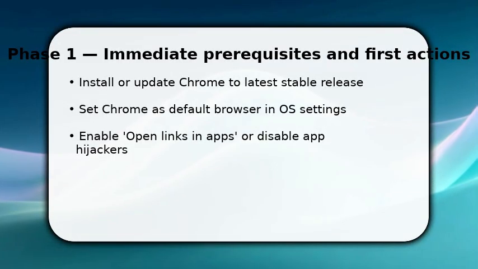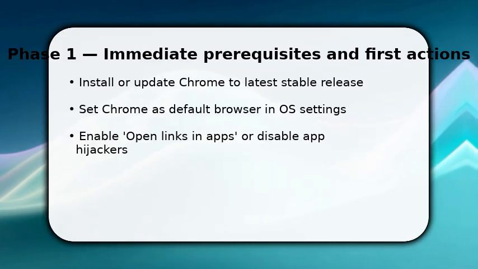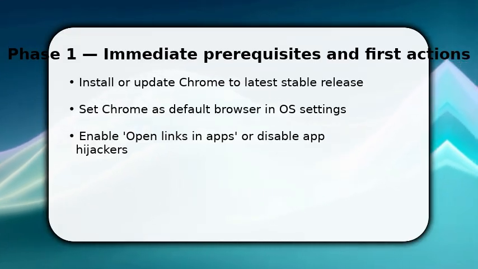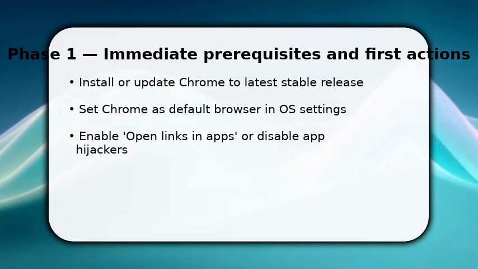You'll begin by ensuring Chrome is installed and current because behavior differs by version. Open Chrome and sign in if you want synced preferences. Next, set Chrome as your system's default browser so links route there automatically.